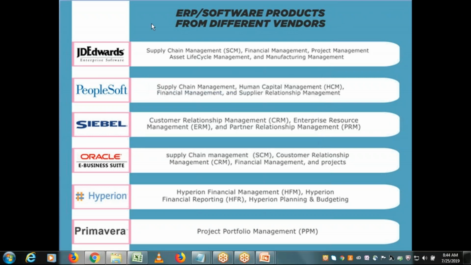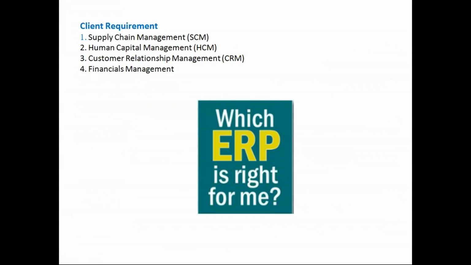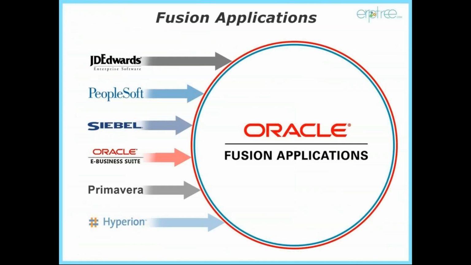When you are working on Fusion Applications, you don't see the different names like PeopleSoft, Siebel, JD Edwards, Oracle, Primavera, Hyperion. You don't see all these titles. Everything you will see as Fusion Applications only. That's how they provide the solution for any client. Any questions here, please?